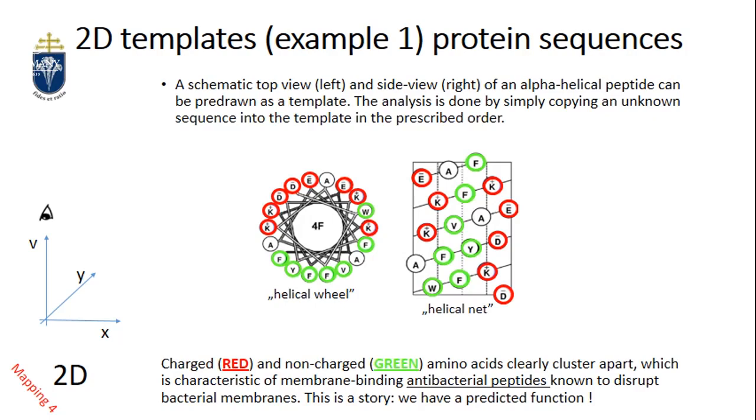Usually we choose sections less than 20 amino acids long. We write our protein sequence into the template in the required serial order. Then we color the amino acids. In this case we color the charged ones with one color, and the non-charged ones with another color. If we are lucky, we see clusters, like in this picture. Both figures show that charged amino acids are on one side of the helix, non-charged ones are on the other.